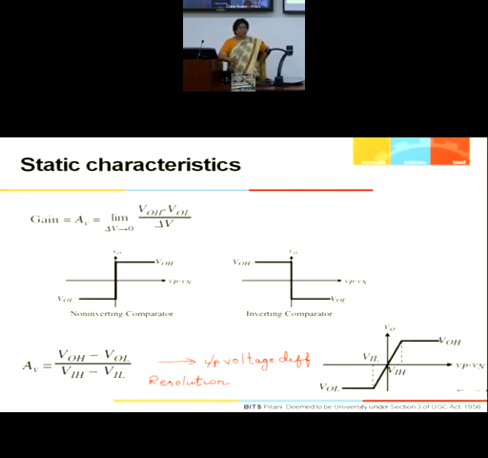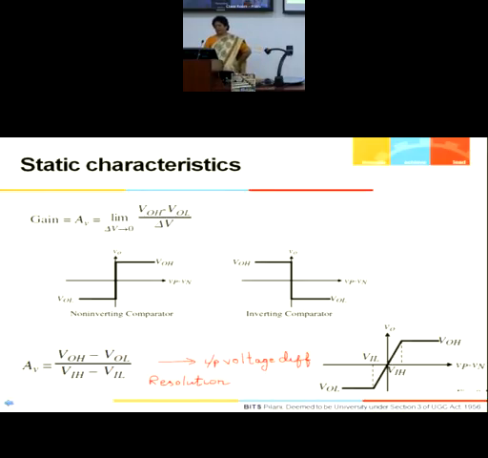In the first two quadrants, not third and fourth. Okay? So you may have it the other way around. Suppose when the difference is positive, your output goes low. When the difference is negative, your output may go high. So you may have an inverting comparator, or you may have a non-inverting comparator. Both ways you can design.